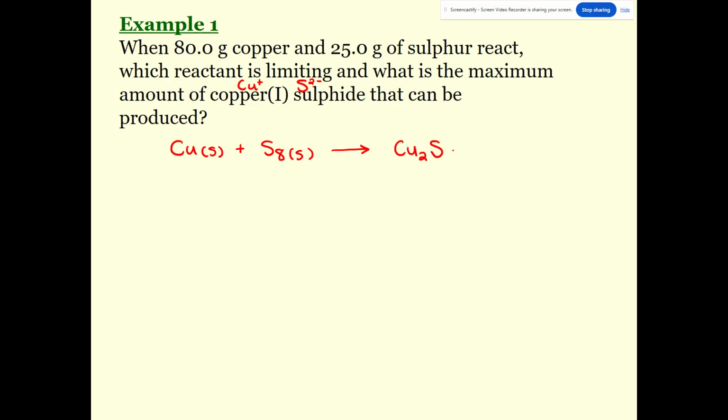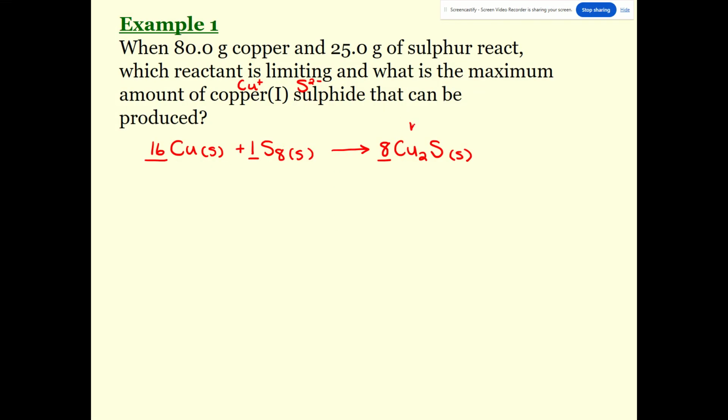Cu2S. And like I said, I'm not using my solubility chart. This is not happening in solution. This is just a solid product. Anytime you have an ionic compound not in solution, it's solid. Now to balance this, notice how we have 8 sulfurs, so I need 8 sulfurs on my product side. That gives me 16 coppers, so I need 16 coppers on my reactant side.